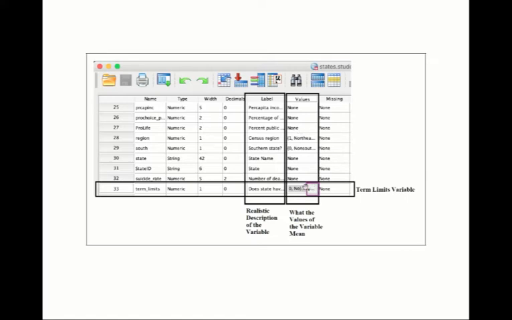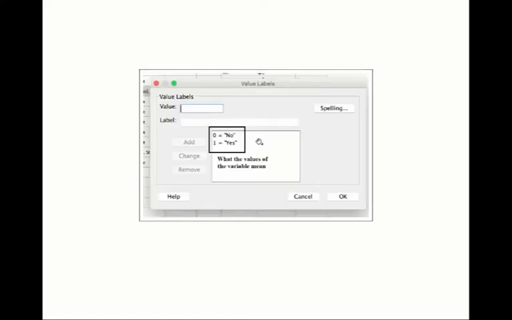And if we click on the gray box within the values cell for an individual variable, a screen pops up that tells us what the values mean. So for example, the term limits variable is coded 0 for states without term limits and 1 for states with term limits.